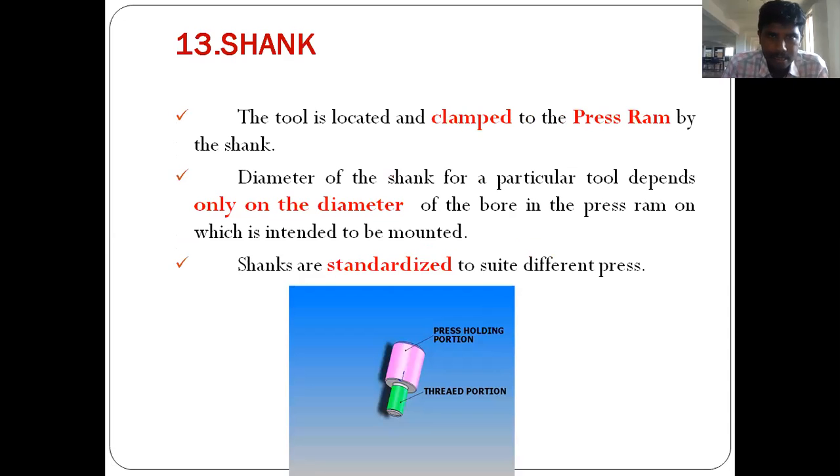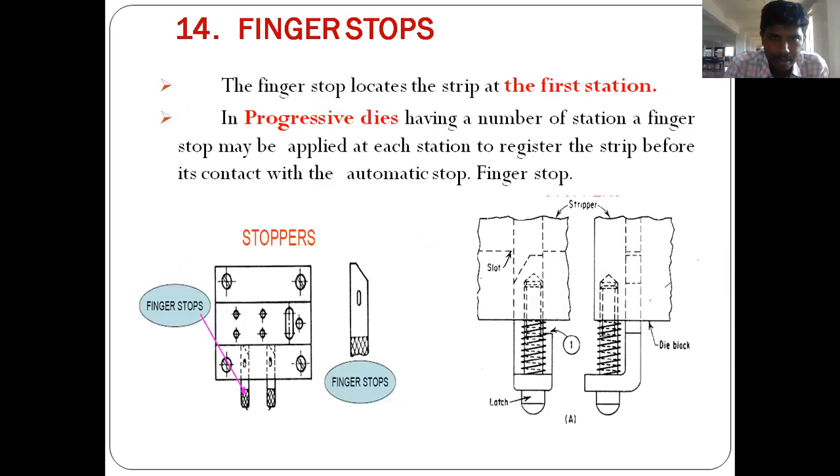And next is the shank. You can see the threaded portion of the shank will be fitted in the top plate, where it is clamped to the press ram. The shank outer diameter, or the head diameter of the shank, will match the diameter of the press ram. Nowadays in the market we have standardized shanks to suit the different presses.